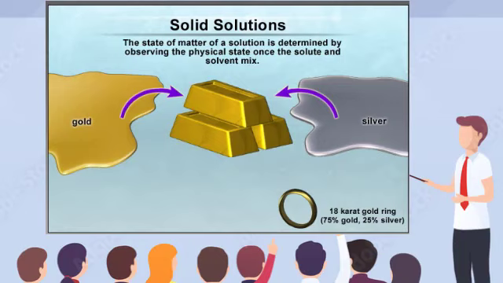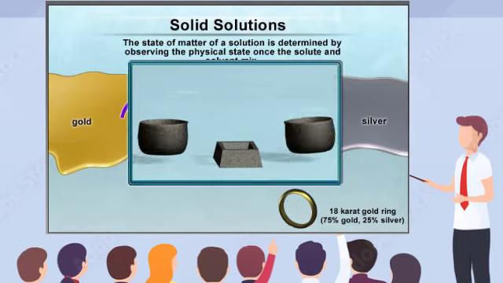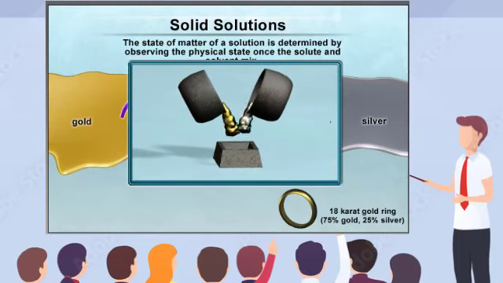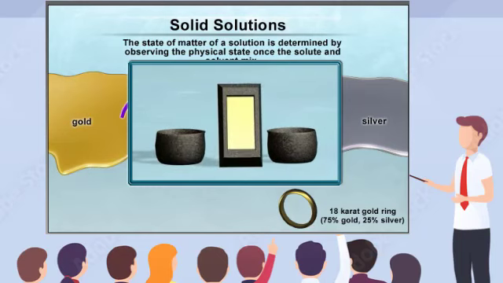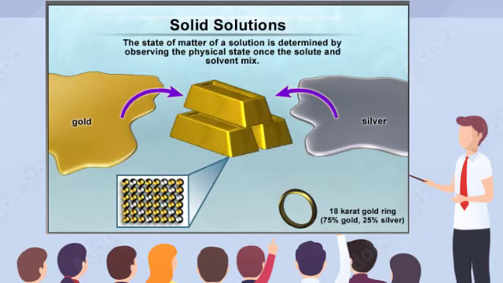In order to blend pure gold and pure silver into a solution, the metals must be melted, mixed, and then cooled. Once cooled, the blend of the two metals is a solid solution in which the gold and silver atoms remain fixed in a uniform distribution.